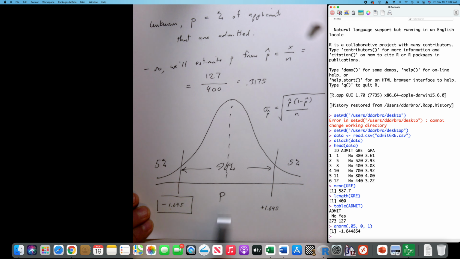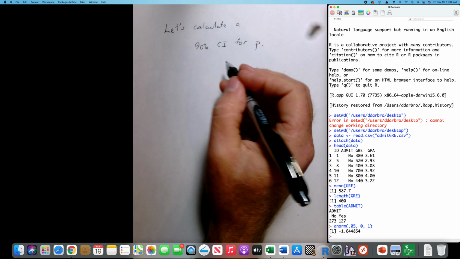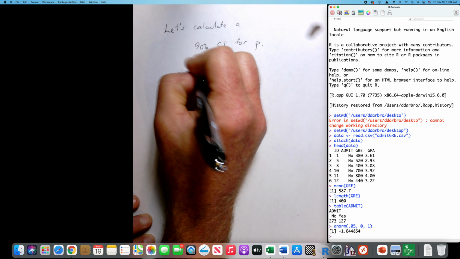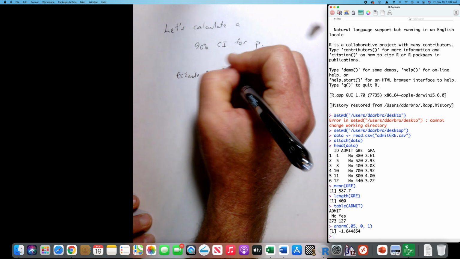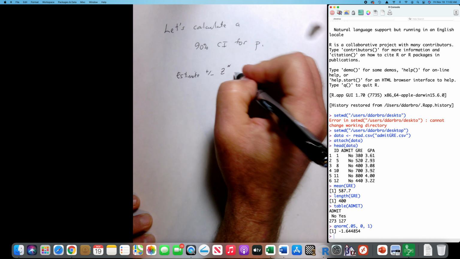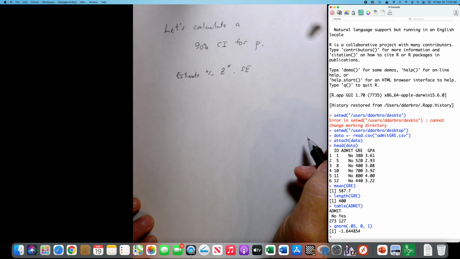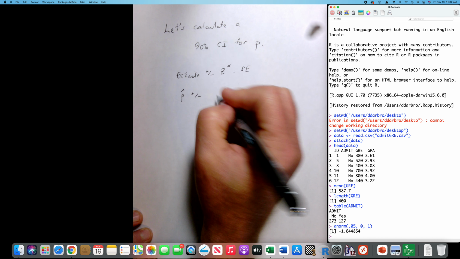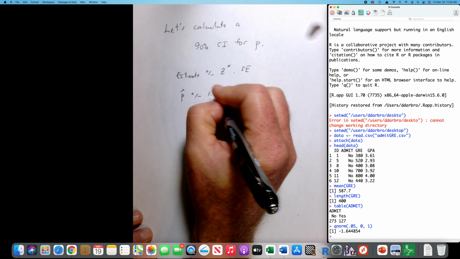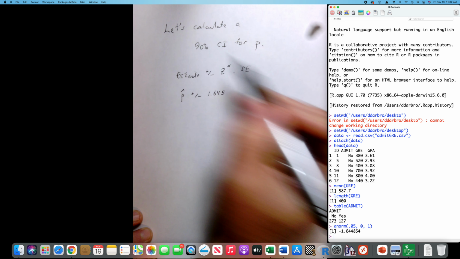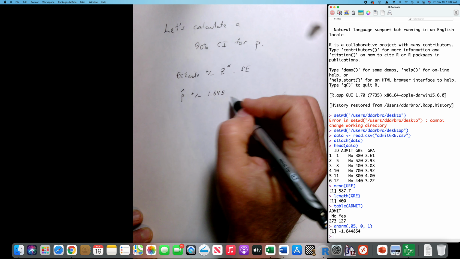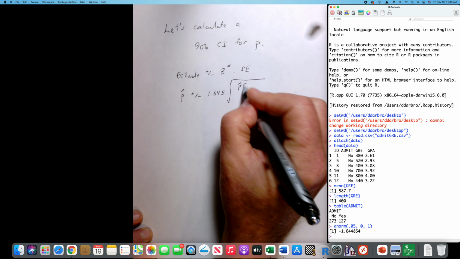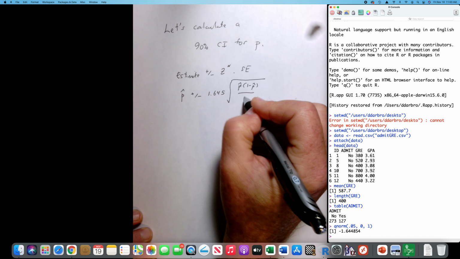So here's where we get the plus and the minus. So our confidence interval looks like this. Again, our estimate plus or minus our Z critical times the standard error. Specific to this type of problem, our estimate for P is P hat. Our Z critical is 1.645 because we're estimating at 90% confidence level. And our standard error is the square root of P hat times 1 minus P hat over n.